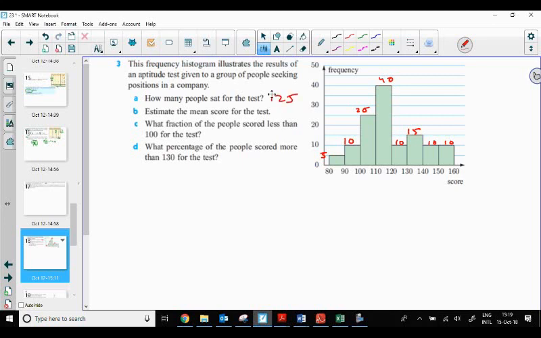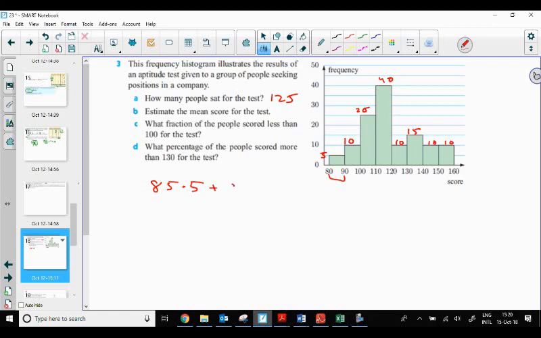Estimating the mean score for the test. This is the most labor-intensive part of this question. So again, I don't know what the actual data points are in between 80 and 90, or for any of these bars. So we're just going to take the midpoint. So the midpoint of the first bar is 85. I'm going to multiply that by 5 because that's the height of that bar.